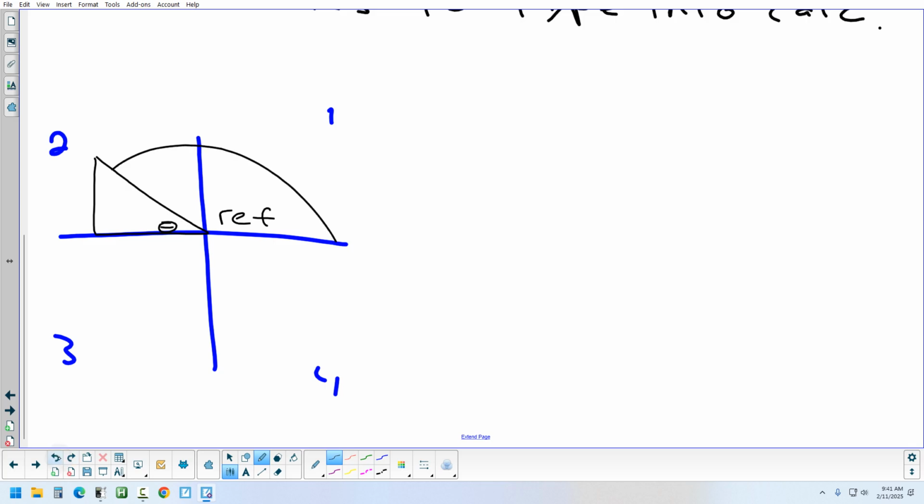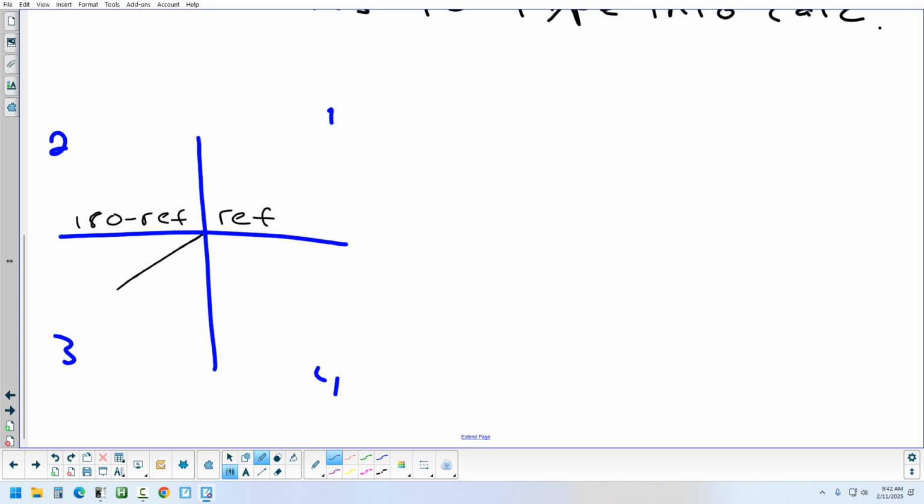So in quadrant 2, the formula that we need to remember is 180 minus the reference angle. In quadrant 1, there is nothing special. The answer you get is the reference angle. Okay, reference angle is a positive angle between 0 and 90. So if it's already in quadrant 1, you don't have to worry about anything.